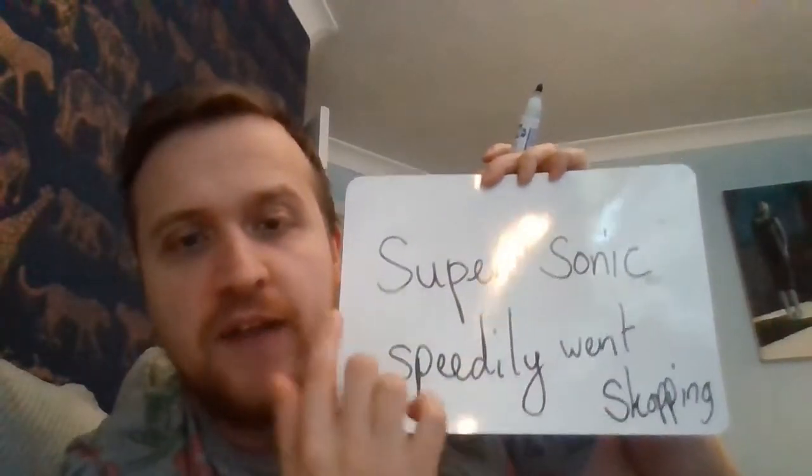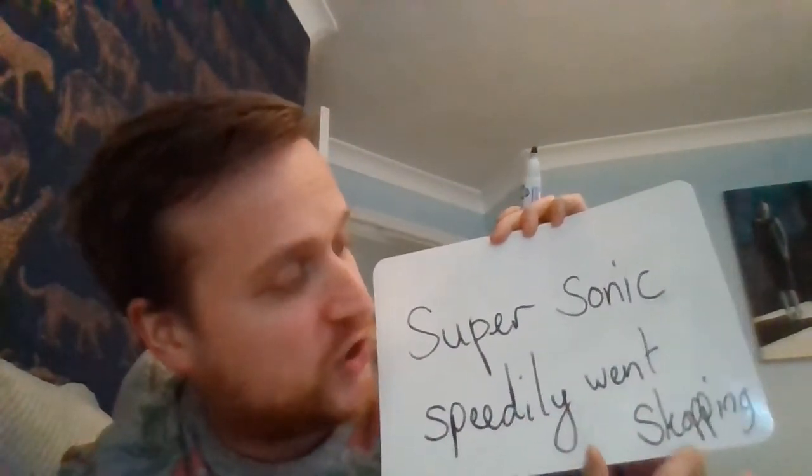And I could involve this guy here, who some of you might recognize. So what's his name? Sonic. So I could go for super sonic speedily went shopping. All those except one have the S sound at the beginning. Supersonic speedily went shopping, full stop at the end of your sentence. So alliteration are two or more words together that start with the same sound or same letter.